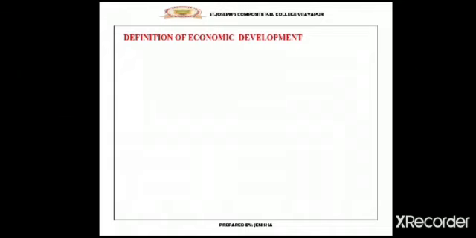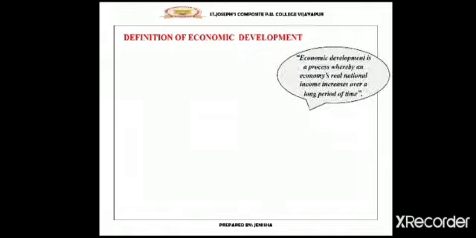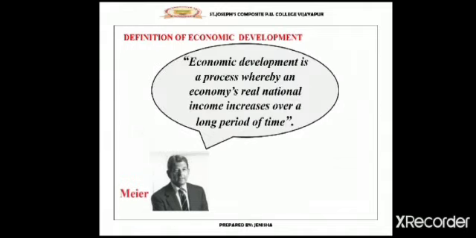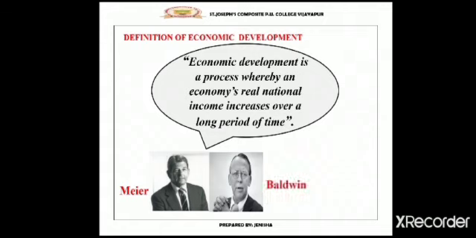Now we are going to discuss the definition of economic development. Two famous economists, Meier and Baldwin, defined economic development this way. According to them, economic development is a process whereby an economy's real national income increases over a long period of time. That means if a country's national income increases over a period of time, then economic development is possible. So this is the definition given by these two economists.